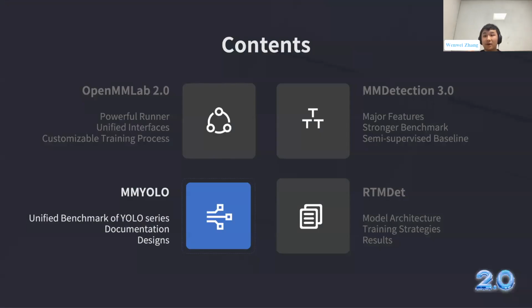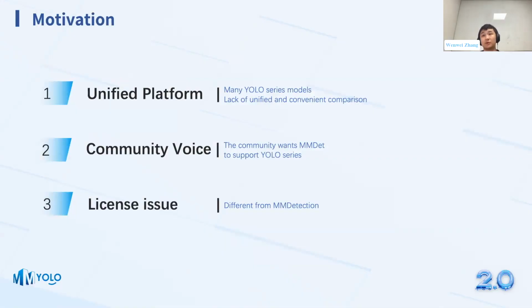And finally, let's go through MMYOLO and RTMDet, which are based on MMDetection 3. So why did we release MMYOLO? Basically, we observed that for now, we can see many YOLO series models like YOLOv5, YOLOv6, and YOLOX. However, all of these algorithms are implemented in different libraries with different training engines. So basically, there is no unified and convenient comparison among these algorithms.